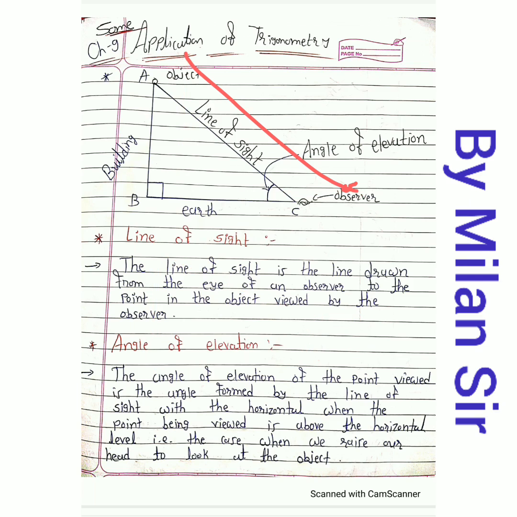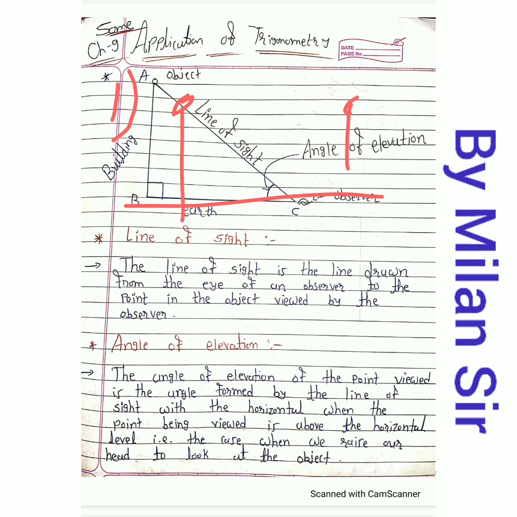Now, three cases are possible for observer and object. First case: observer and object have the same height with respect to the earth.